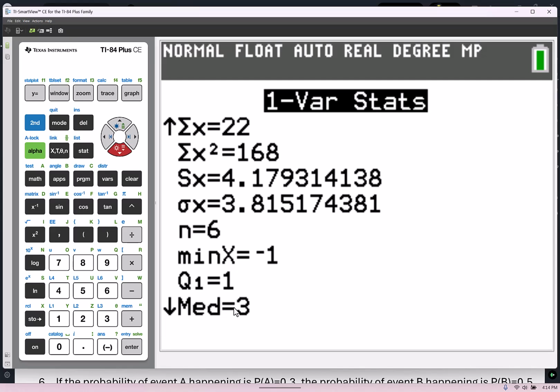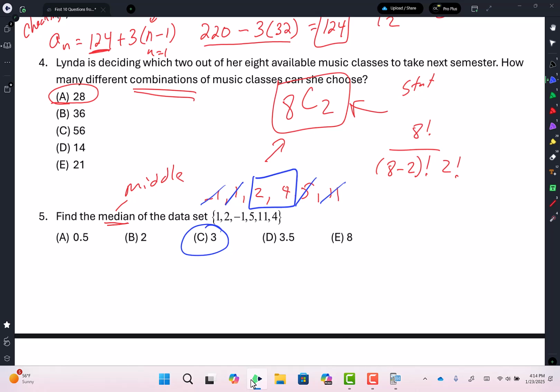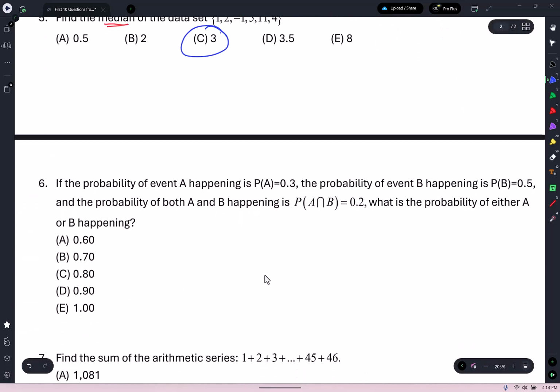There it is. So if you get a question like this and you just have a whole bunch of numbers, just type it in the calculator and the calculator will do it for you. Cool or not cool? See? By the way, guys, is this helping out? Okay, let's go to the next one.